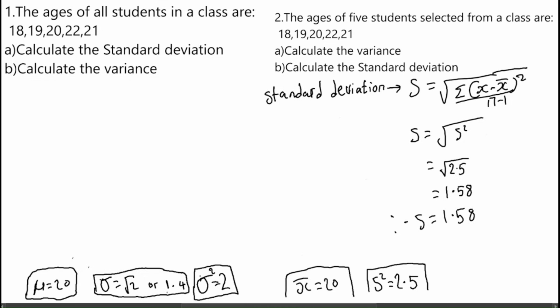So the value is also close to what we got in the population standard deviation. In the population standard deviation, we got 1.4. But here in the sample standard deviation, we got 1.58. So this is how we can find the standard deviation of a sample.